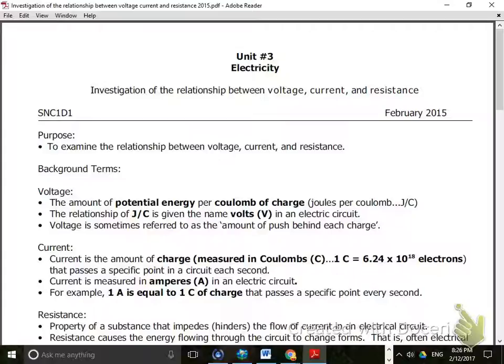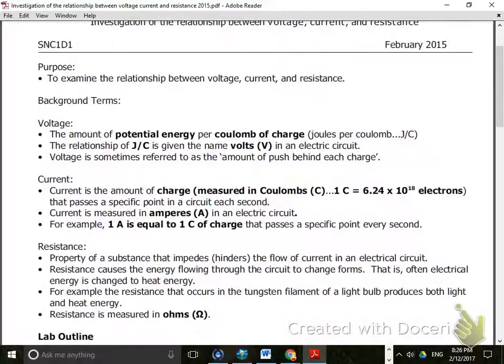So you should have this lab in front of you now. Hopefully the teacher has given this to you, and this is the lab that you're going to use to record your information and then go through the follow-up questions after getting your data from the simulator. So just to quickly review, we're going to be looking at voltage in this lab.